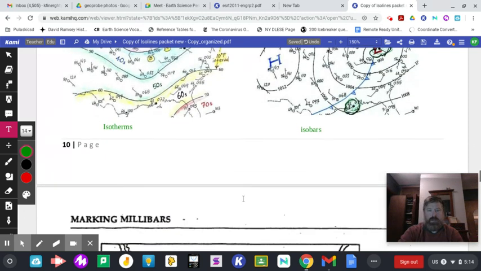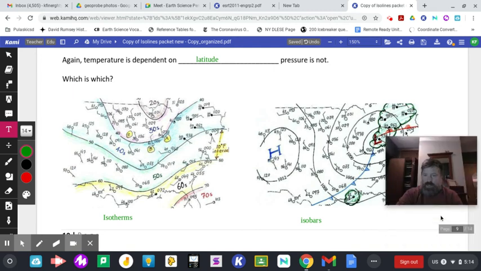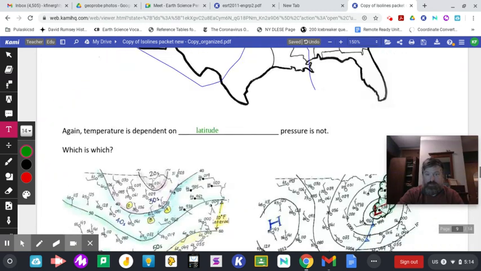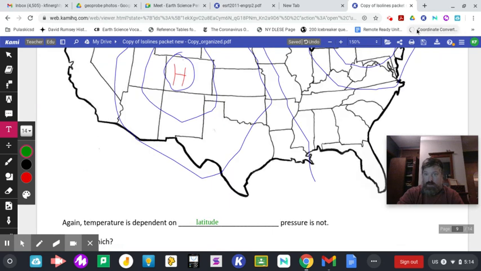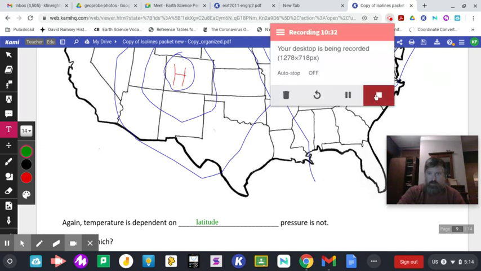Sound good? So even though that says page 10, that was pages 8 and 9. We'll come back with more. Then we get into some more stuff with those isobars at the very least. We'll see you in a few minutes. Or take a break if you need. We'll see you soon.